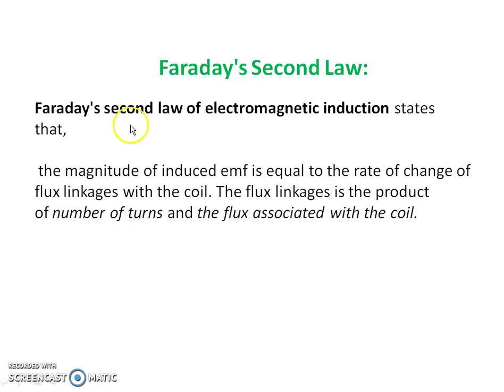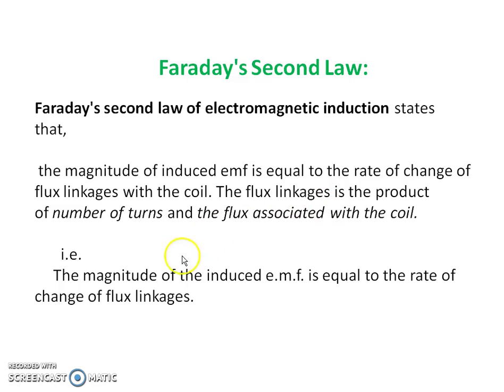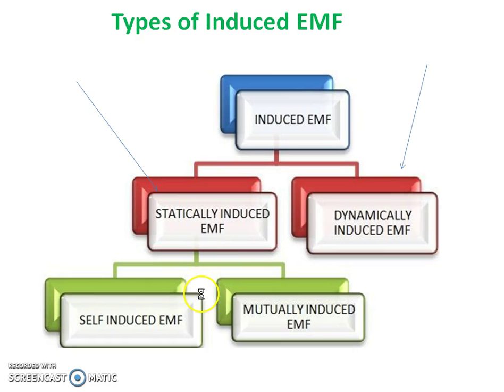You know Faraday's second law of electromagnetic induction, which states that the magnitude of induced EMF is equal to the rate of change of flux linkage with the coil. The flux linkage is the product of the number of turns and the flux associated with the coil. That is, the magnitude of induced EMF is equal to the rate of change of flux linkages.